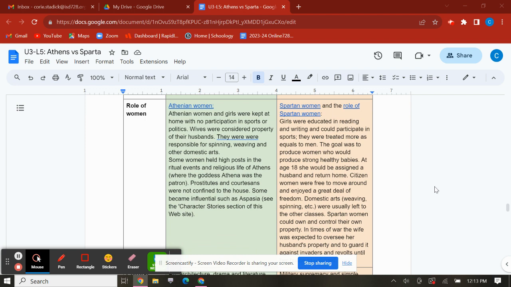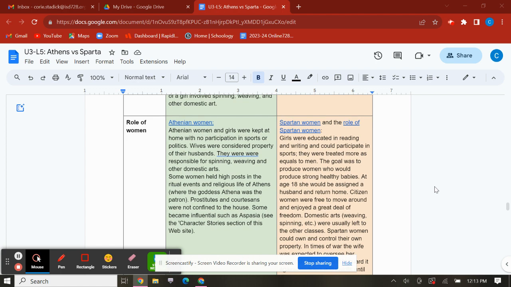Role of women. Athenian women. Athenian women and girls were kept at home with no participation in sports or politics. Wives were considered property of their husbands. They were responsible for spinning, weaving, and other domestic arts. Some women held high positions in the ritual events and religious life of Athens, where the goddess Athena was the patron. Prostitutes and courtesans were not confined to the house. Some became influential, such as Aspasia.